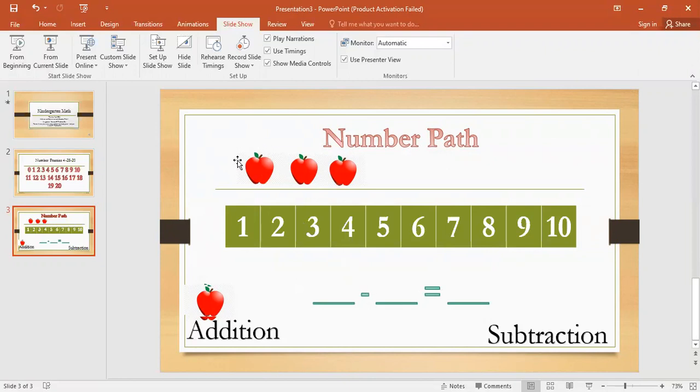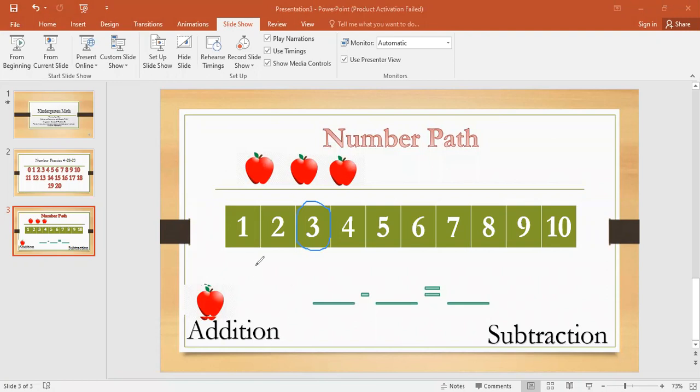I am going to start with 3 apples. I have 1, 2, 3 apples. I am going to add 2 more apples to my bunch. But before that, I want to make sure I know where we are at in my number path. So I'm going to draw a circle around the 3 because I started out with 3 apples. Okay, so I have 3 apples.